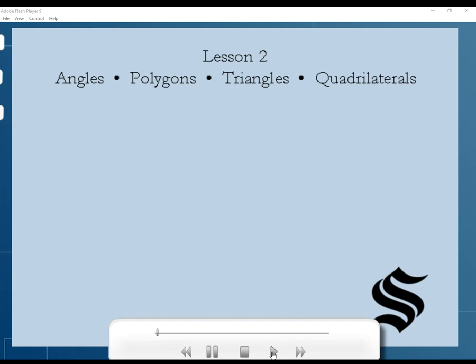Now we're going to start lesson 2, so follow along from page 4 in your textbook. Lesson 2 is a long review lesson starting with angles.